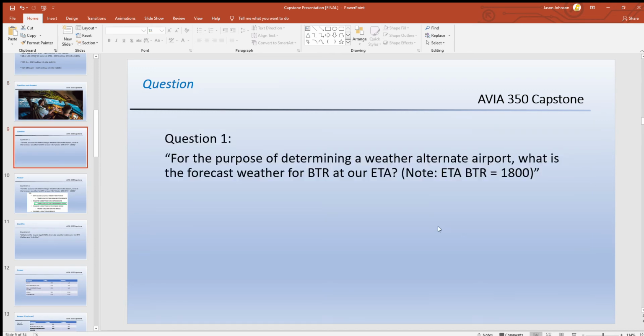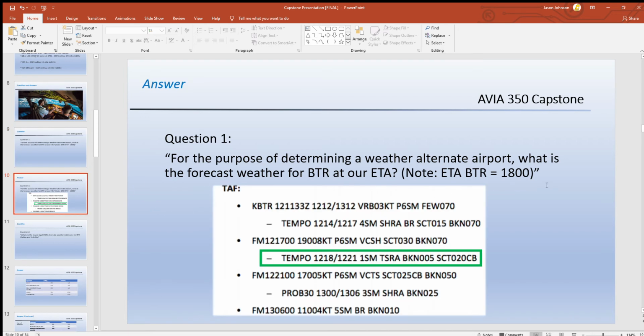So jumping into some of the questions we wanted to discuss given those criteria. Number 1, for the purpose of determining a weather alternate airport, what is the forecast weather for BTR Baton Rouge at our ETA, which is 1800 Z? Well, you're nice enough to give that one to us pretty much. So we got the condition here, TEMPO at 12 day of the month at 1800 Z to 12 day of the month at 2100 Z forecast: 1 statute mile visibility, rain associated with thunderstorms, broken 500 and scattered at 2,000 with CBs. So there's our weather at our ETA.